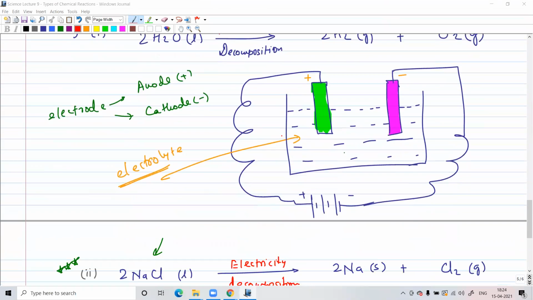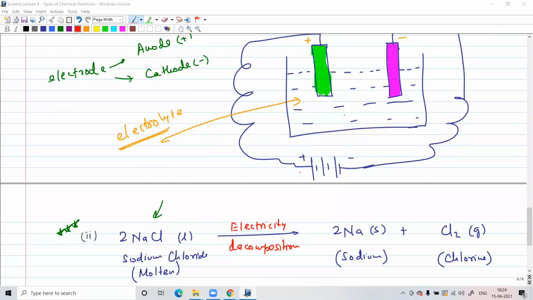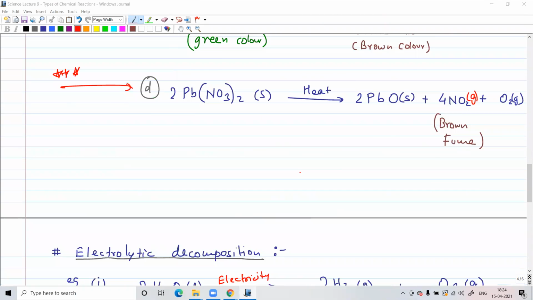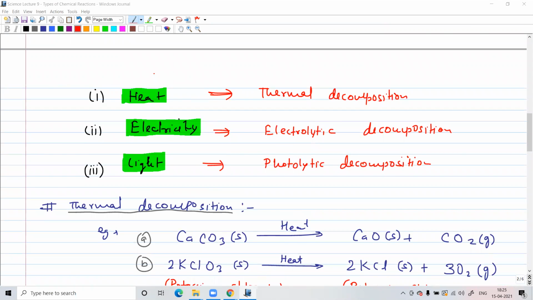Decomposition reaction. Decomposition reactions means there'll be one compound which will break down into simpler substances. But as you know, some compounds will not break down on their own. So there has to be some external force applied. And what are the things which we can do? We can either apply heat, electricity, or light.